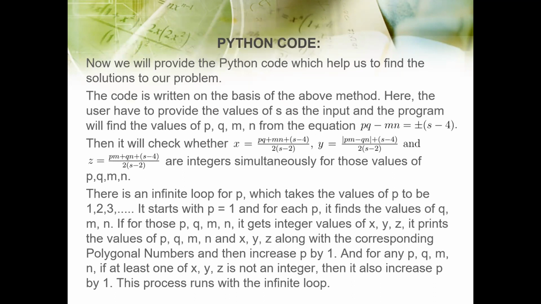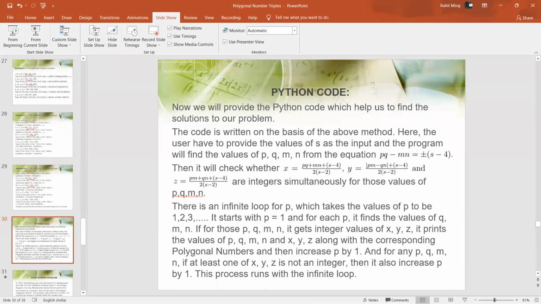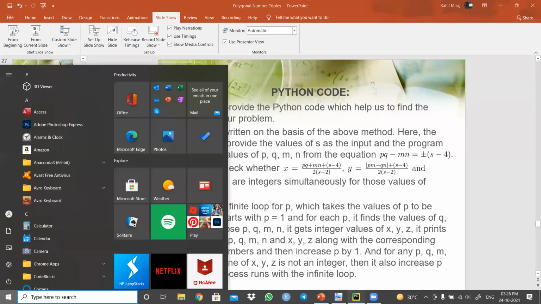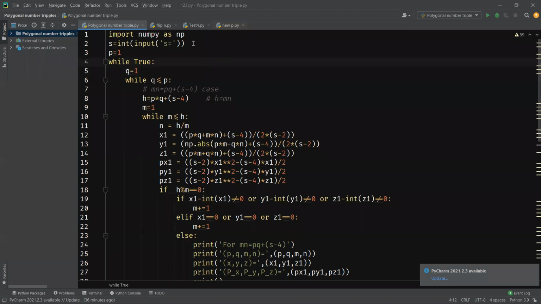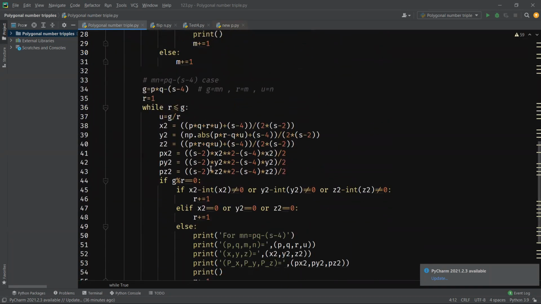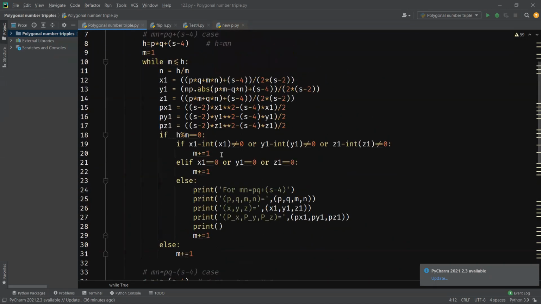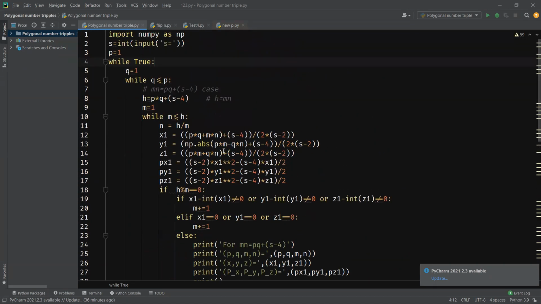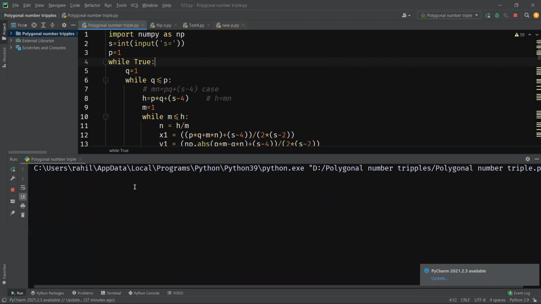So now I will show the Python code. Actually, the code is written on the basis of our method, and here the user has to input the value of s. I have generated an infinite loop so that it will keep finding values until we terminate the program. So I'm running the program.